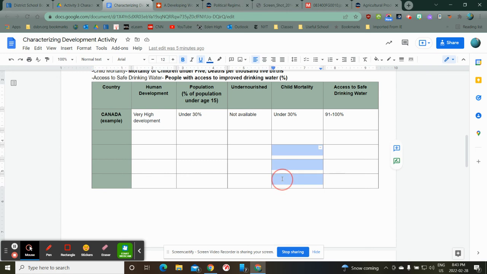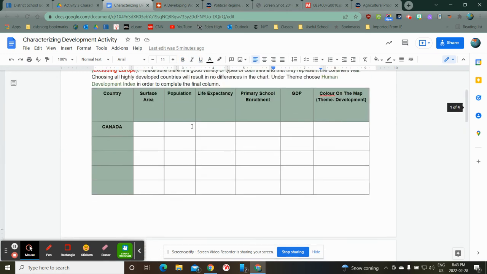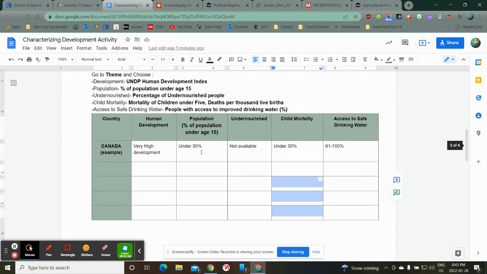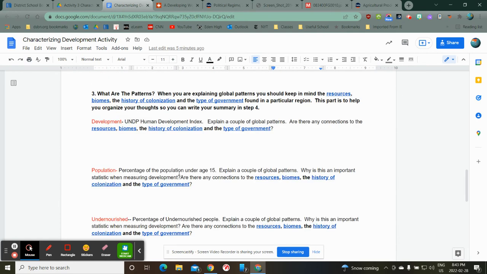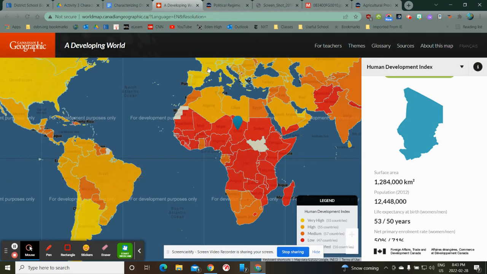Just to begin with, you should have collected all your statistics for your countries for each continent. Now you're into trying to come up with some patterns. So the first thing I would do is open up all those maps. And then the first thing that you're going to look at is HDI.